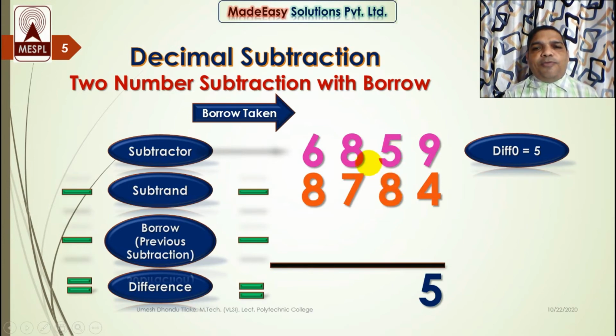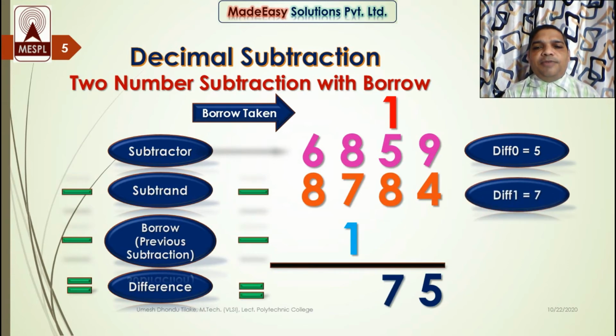So I will take a borrow from the next significant digit, that is 8, and I will put the borrow over here, and we will subtract this borrow from 8 whenever I perform that digit subtraction. Now this borrow taken I will place over 5, and the value of this borrow is 10 because it is taken from the next significant digit. So the total figure I now have is 10 plus 5 equal to 15, and now I can subtract 8 from 15. So I will get the difference as 7 over here, and I will put the difference here.